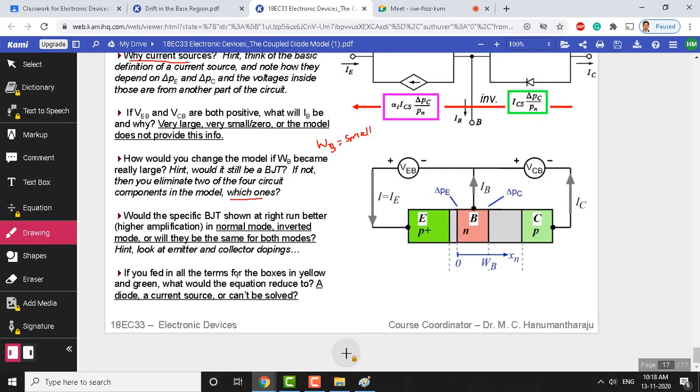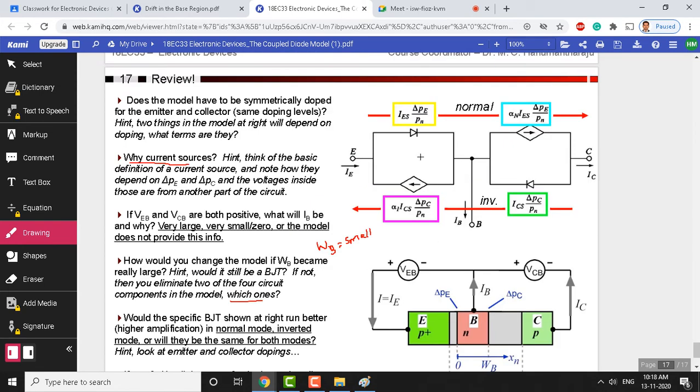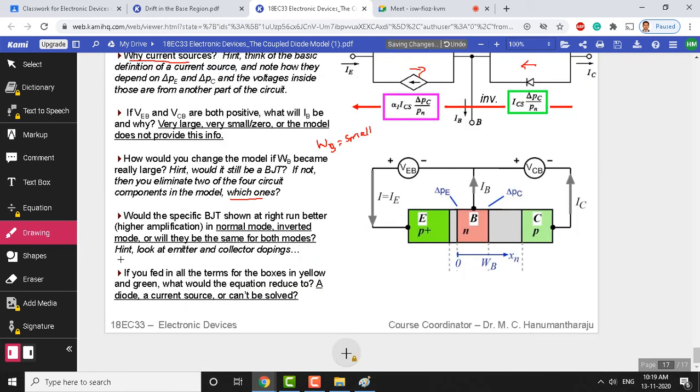Last question, what we are trying to say is, if you feed in all terms of the boxes in yellow and green, what would the equation reduce to? That means here we have seen one is injecting, the other is leaving. The question is, when we make all of them enter the box like this, what would the equation reduce to? Is it a diode or a current source, or it cannot be solved? Just think of these things from the last question.